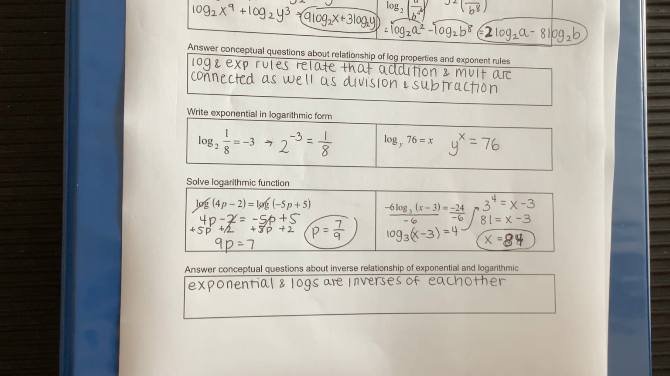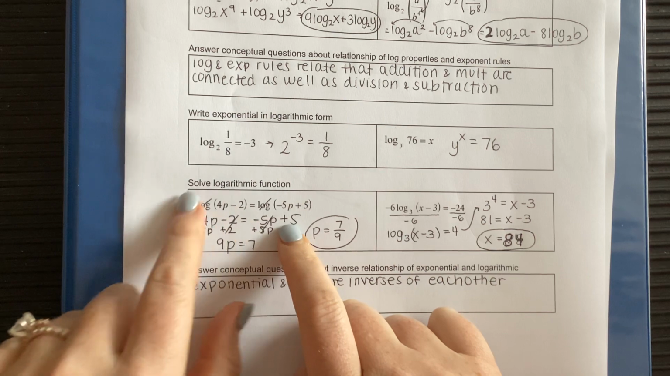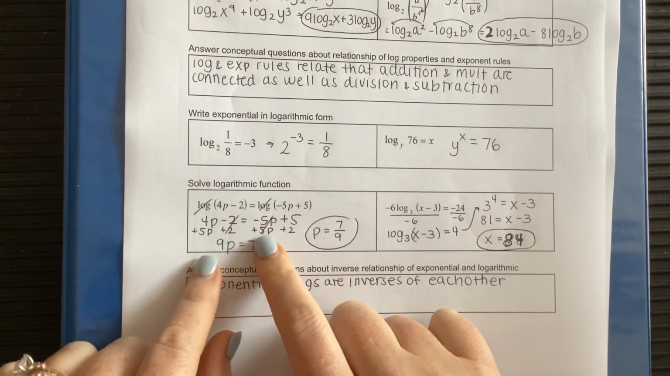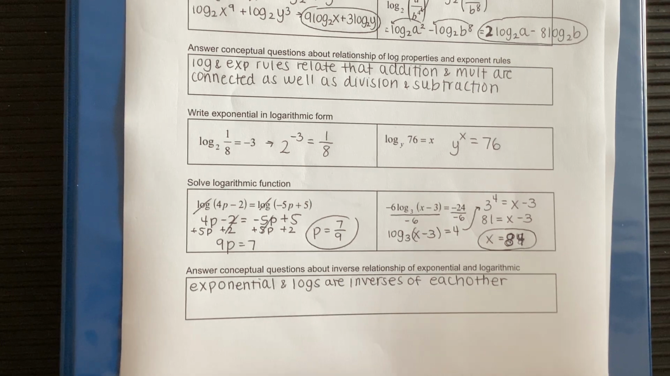Next thing is solving. So if you're solving, if you have two logs that are set equal to each other and they have the same base, so in this case they're both base 10, you can cancel the logs and then you just solve for what's left over. So 4p minus 2 equals -5p plus 5. And then you solve from there, p equals 7/9.